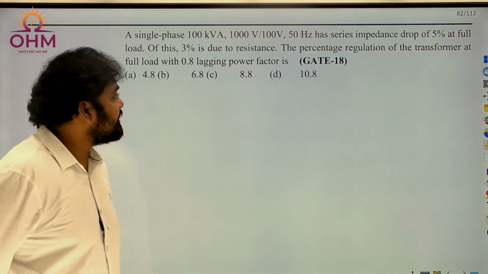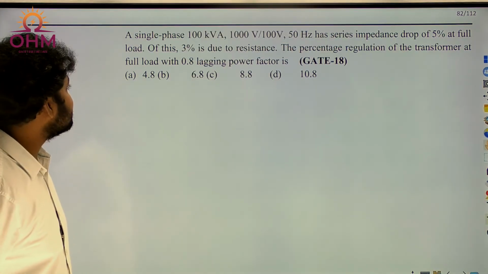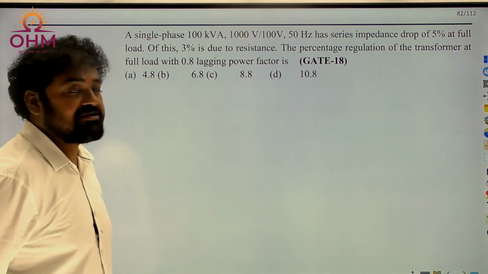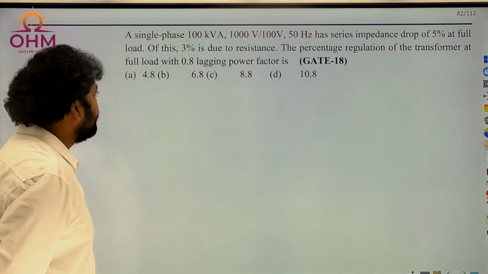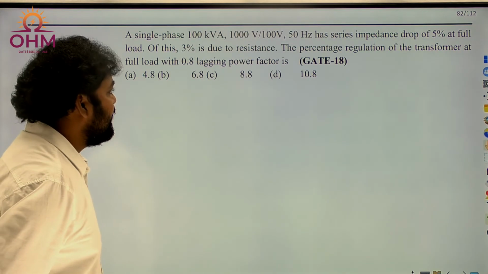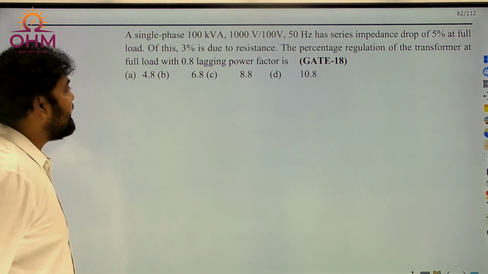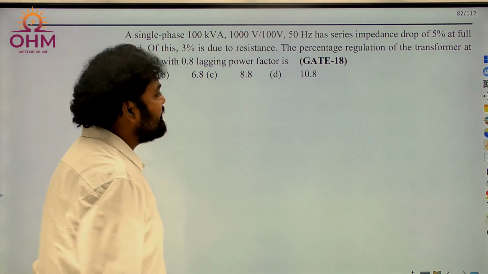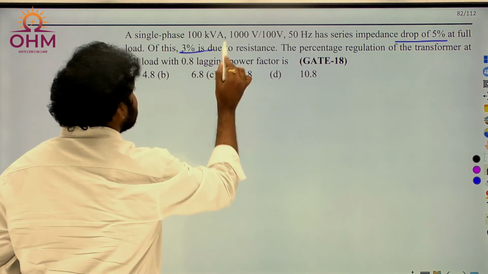Okay, so let's move to the next question. This is in GATE 2018 question paper. A single phase 100 kVA, 1000 volt by 100 volt, 50 hertz transformer has series impedance drop of 5% at full load. Of this, 3% is due to resistance. Percentage regulation of this transformer at full load with 0.8 lagging power factor is how much? Very simple question. Impedance drop was given, that is indirectly percentage impedance was given, percentage resistance was given.